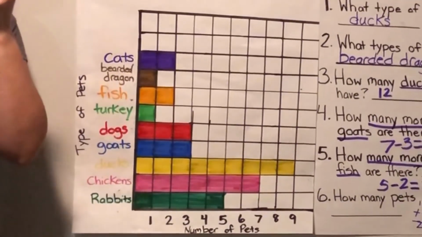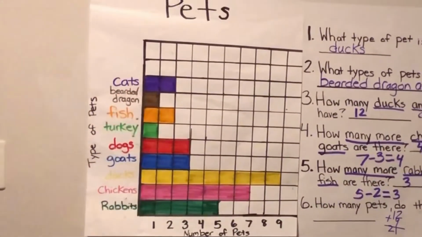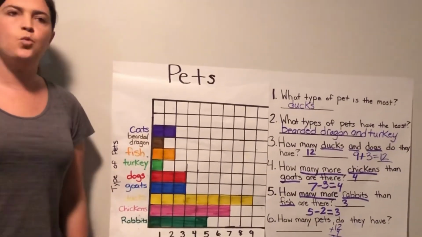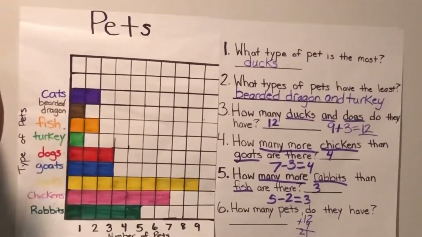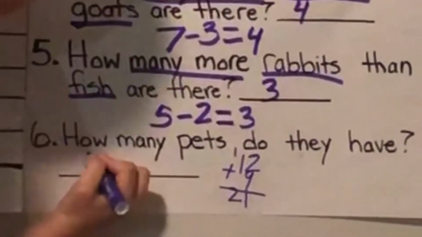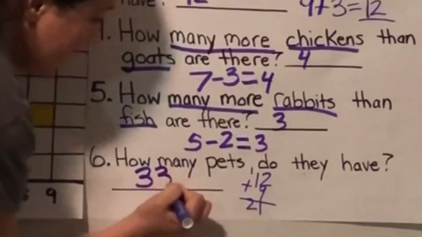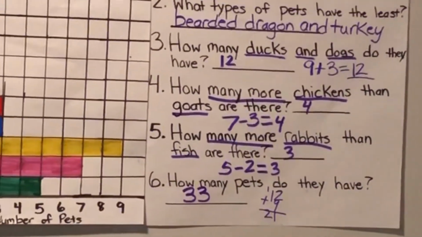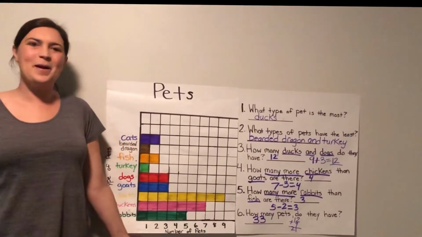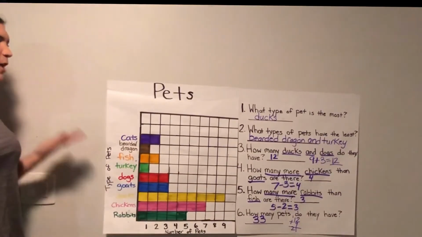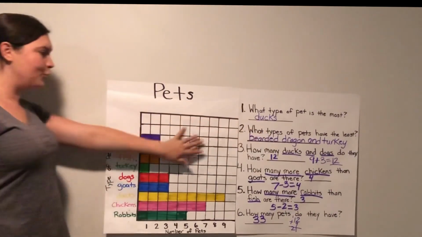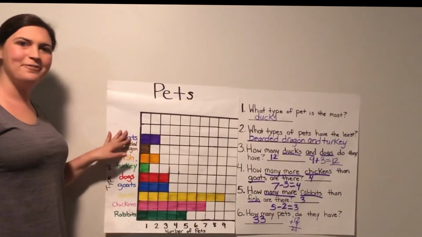21 plus 7 is 28. And now let's add 5 more rabbits. 28, 29, 30, 31, 32, 33. They have 33 pets all together. Thank you for letting us learn all about your pets. That really helped us to understand how to solve problems using data from a bar graph. Great job.